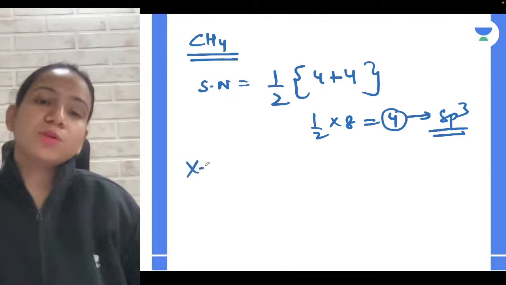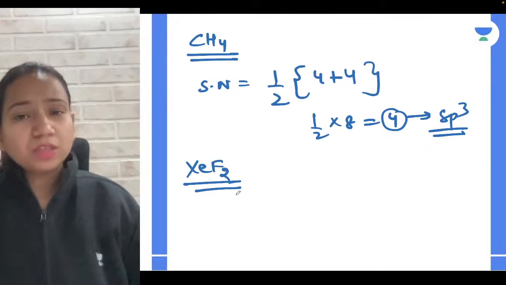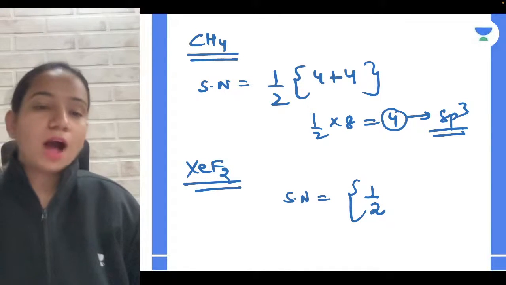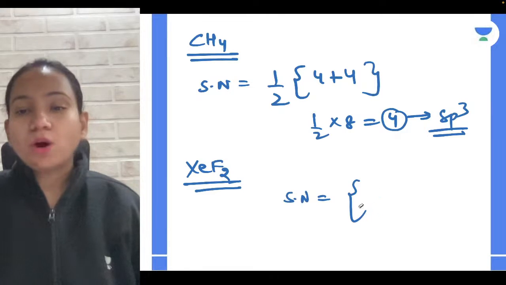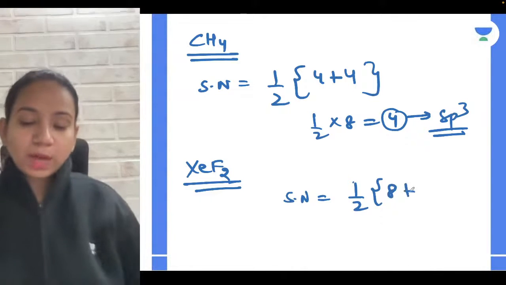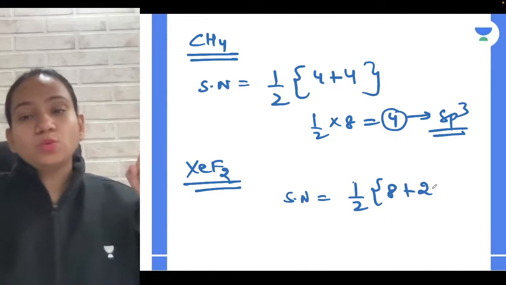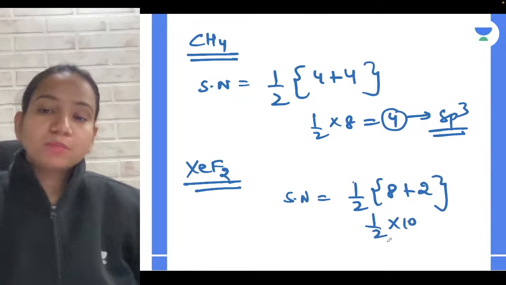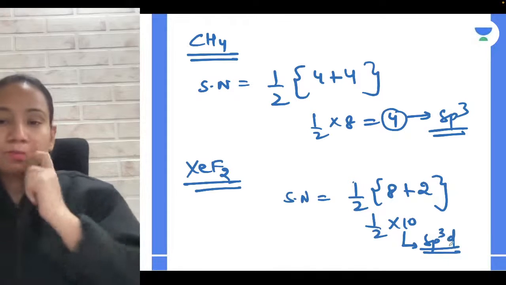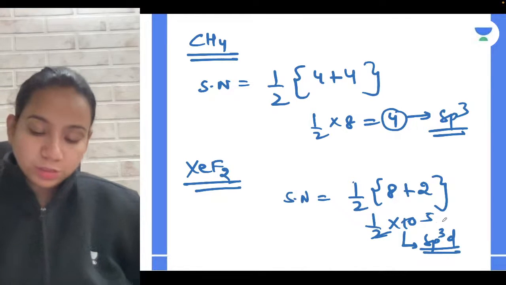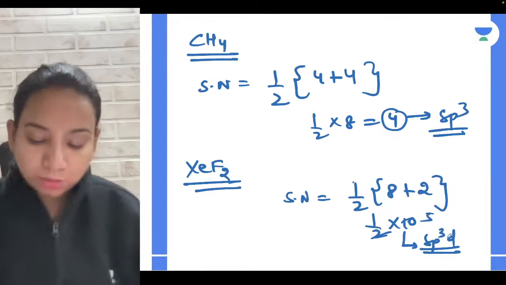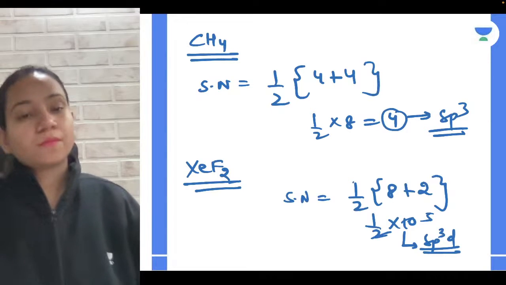Correct. We calculated XeF2 by making the structure. So how will you find the steric number? Half. Then you have xenon, which has 8 valence electrons. Correct, guys? Now 8 plus you are going to add 2. So half into 10, what hybridization will you get? You will get sp3d hybridization, because 5 means you can easily relate. I hope everyone is able to relate with it. It's so simple. Very good.